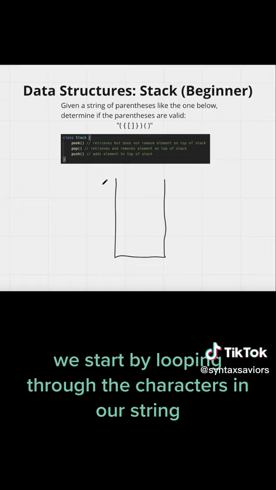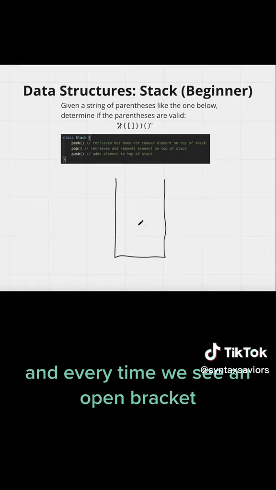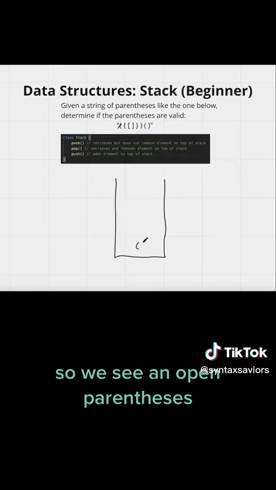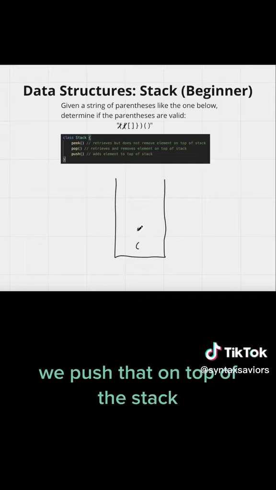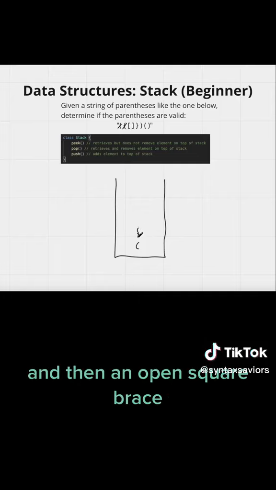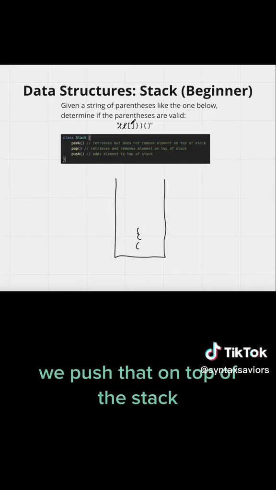We start by looping through the characters in our string, and every time we see an open bracket, we add it to the stack. So we see an open parenthesis, we push it on top of the stack, then an open curly brace, we push that on top of the stack, and then an open square brace, we push that on top of the stack.